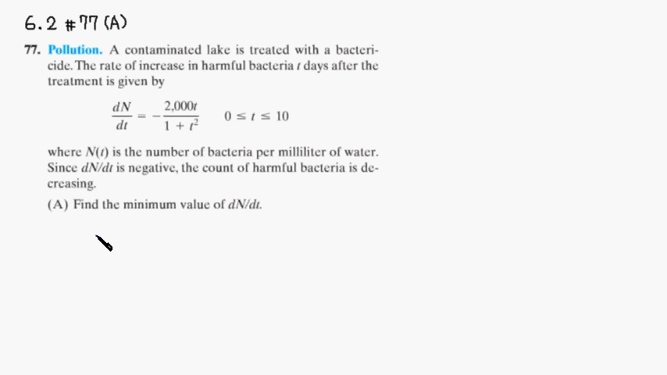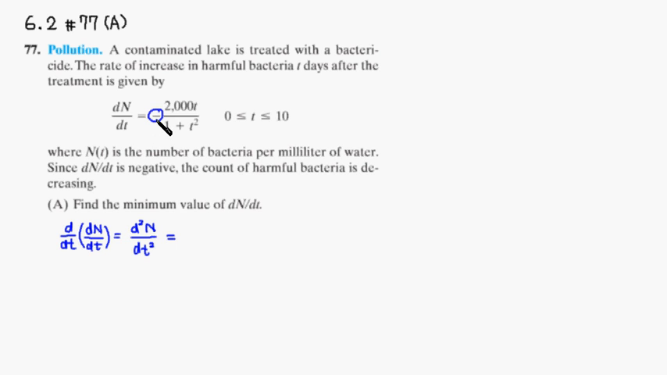So first we're going to take the derivative. Let's not forget this negative sign here. Take the derivative of the derivative, so d over dt of dn over dt. The shorter notation is the second derivative of n with respect to t. All right, let's take the derivative.